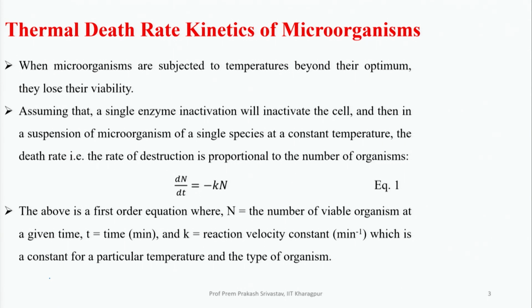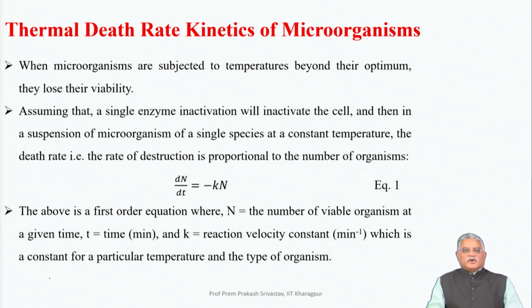When microorganisms are subjected to temperatures beyond their optimum, they lose their viability. Assuming that a single enzyme inactivation will inactivate the cell, then in a suspension of microorganisms of a single species at a constant temperature, the death rate, that is the rate of destruction, is proportional to the number of microorganisms. That is, in differential form it is written dN by dt is equal to minus kN.